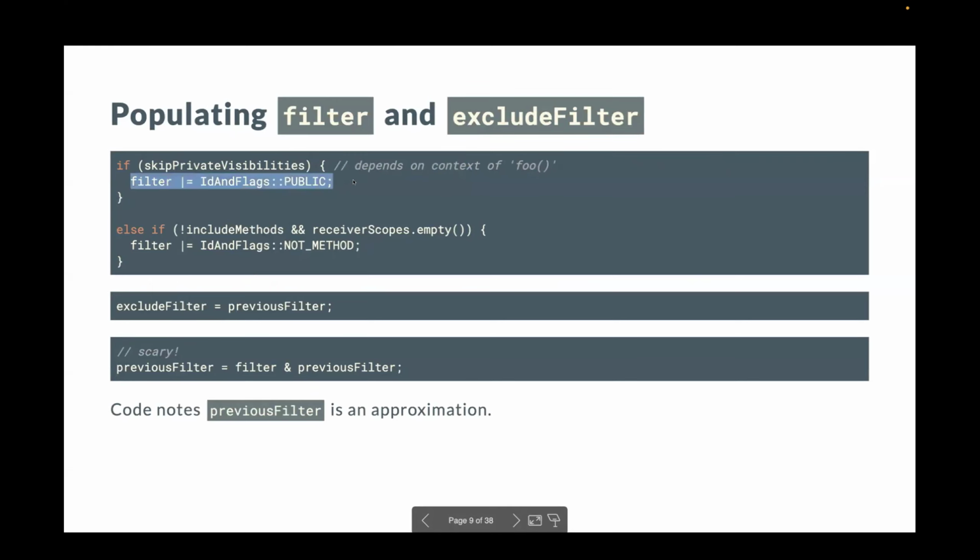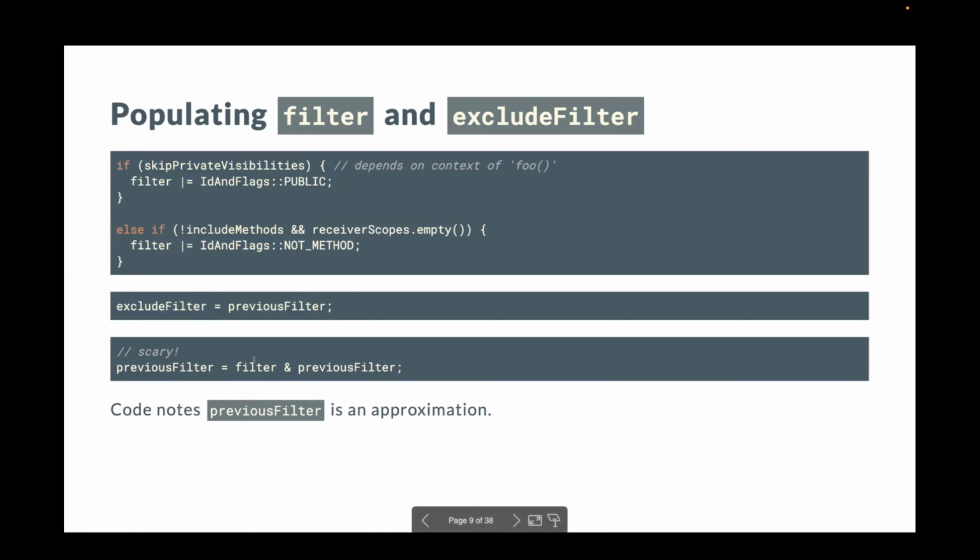So then, this is a grossly simplified segment of compiler code. We basically configured the filter with these various flags depending on the context of the call. So if we're looking only for public things, we'll add the public flag. And if our context is not a method call, we can include not method to save us some work. And then the exclude filter, which rules things out when we're searching, is populated from our previous searches, which I stored in the variable previous filter.